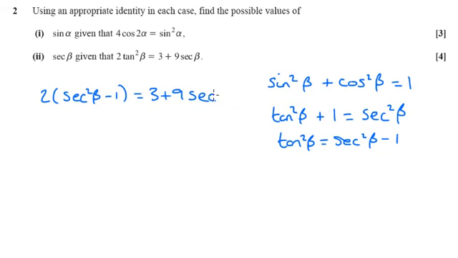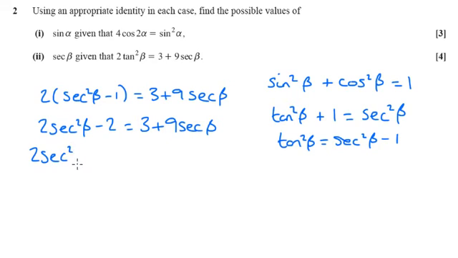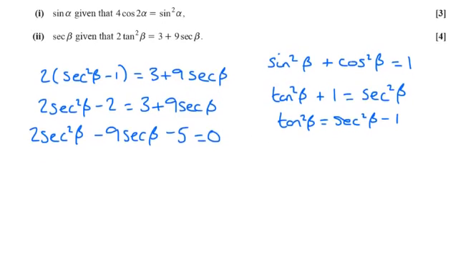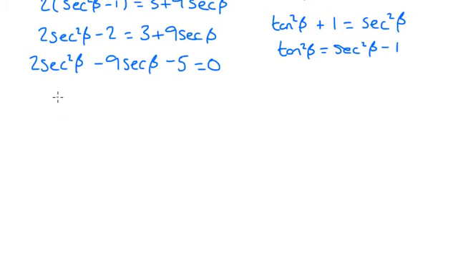So we can change this tan squared beta into sec squared beta take 1. And now we just have a function of sec. I'm going to multiply out the brackets, and move everything over to the left. We're going to have minus 9 sec beta minus 5 equals 0. And this is one of those questions where it now looks kind of like a quadratic.